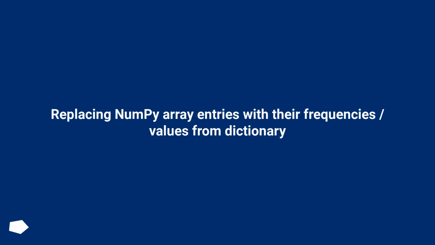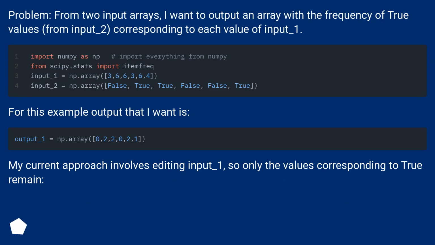Replacing NumPy array entries with their frequencies, values from dictionary. Problem: from two input arrays, I want to output an array with the frequency of true values, from input_2, corresponding to each value of input_1. For this example, output that I want is.